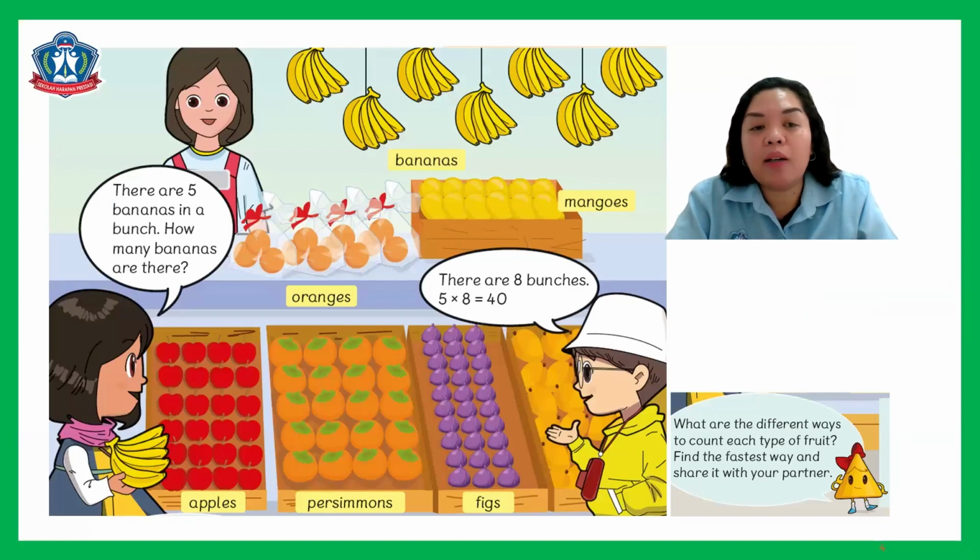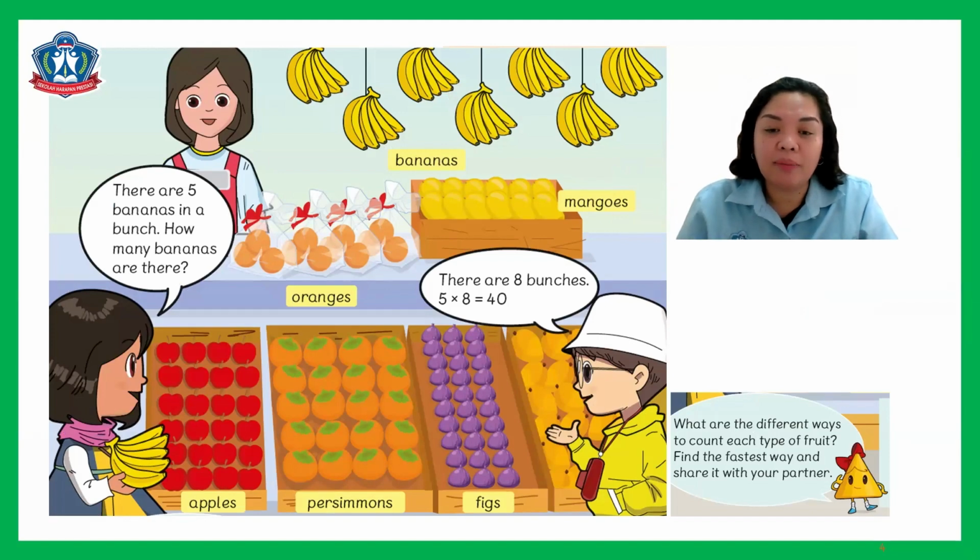So Cass said that there are 5 bananas in one bunch. So there are 8 bunches. So we have 5 bananas times 8 bunches. So the total is 40. Alright. How about the number of oranges? How are we going to find the total number of oranges? How about the mangoes, apples, persimmons, and figs? So if you know the answers, P3, you can share that during our class, okay?